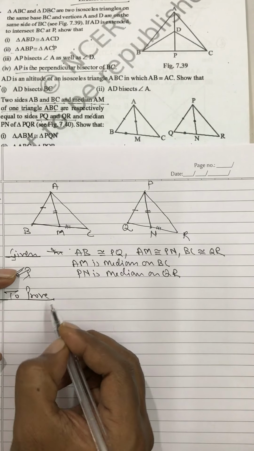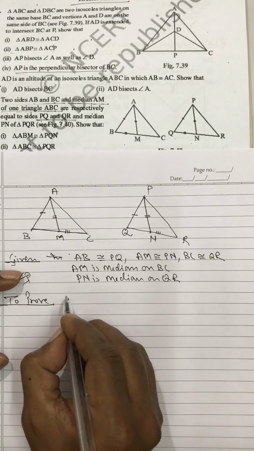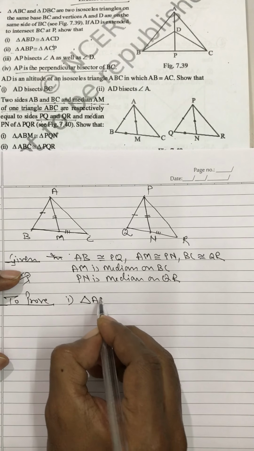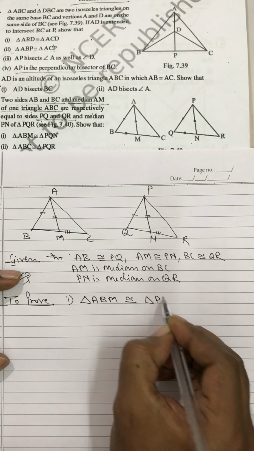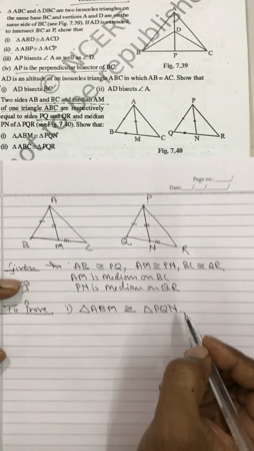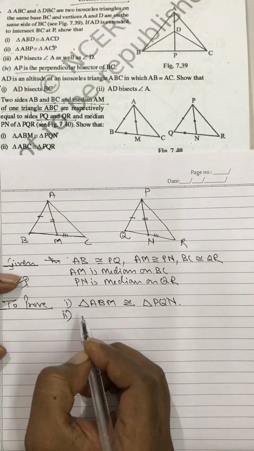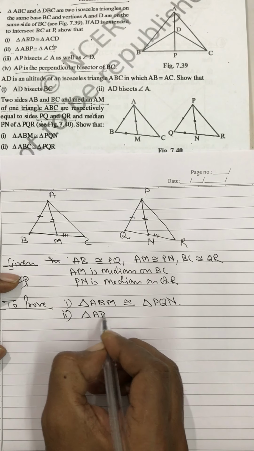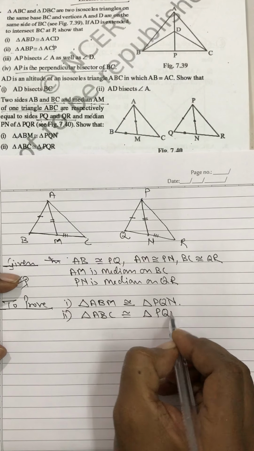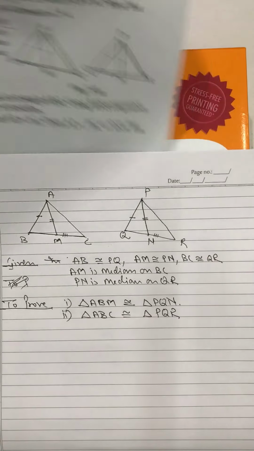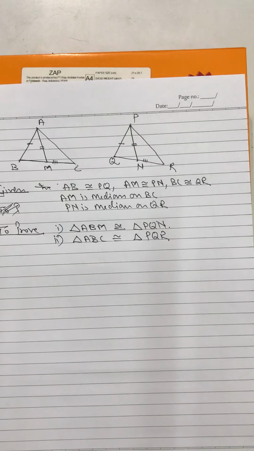To prove. What we have to prove? Triangle ABM is congruent to triangle PQN. One more thing, triangle ABC is congruent to triangle PQR. That's all. So my dear students, here again the same old story.